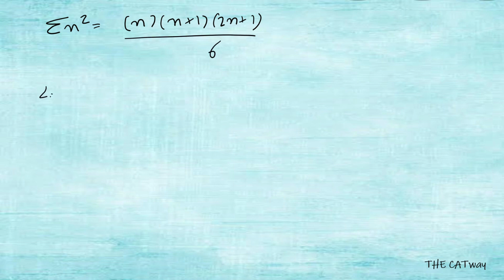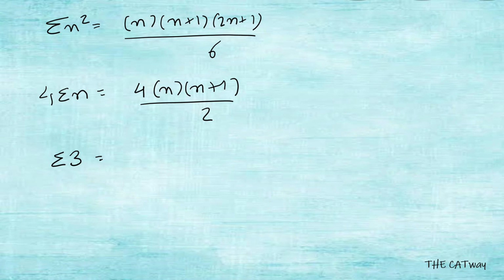Summation of n square would be written as n into n plus 1 into 2n plus 1 by 6. 4 summation n would be written as 4 into n plus 1 by 2, and for summation 3, see, we have to find the sum up till 10 terms. So it is not that we will add only 3, we will add 10 times 3, because in every term we have a constant 3. So in 10 terms we will have 10 threes. So total 10 into 3, that is 30, will be added.